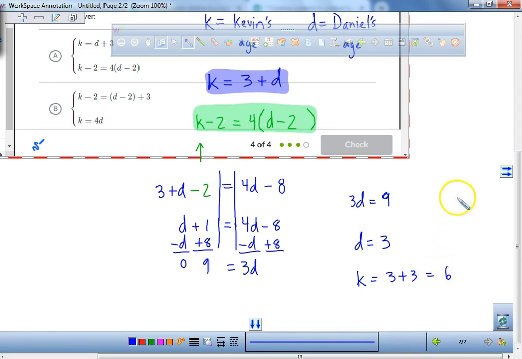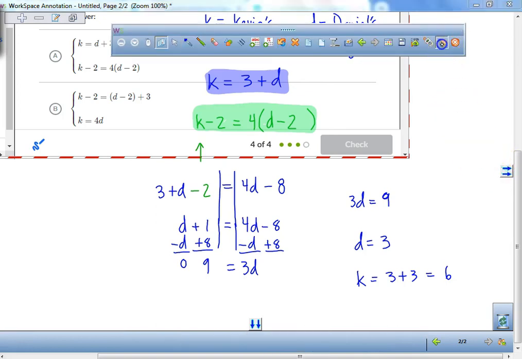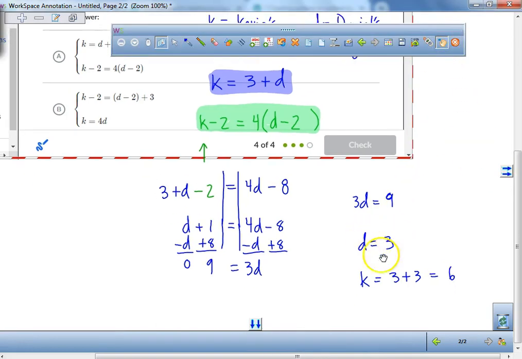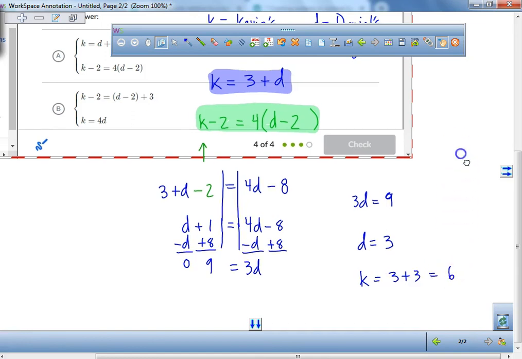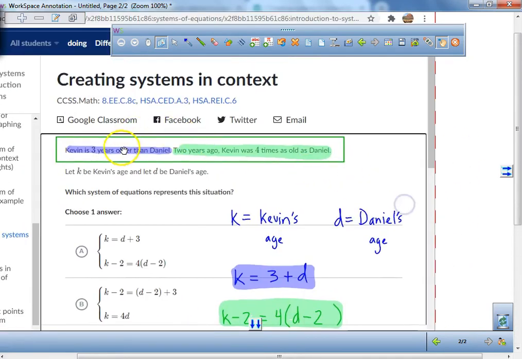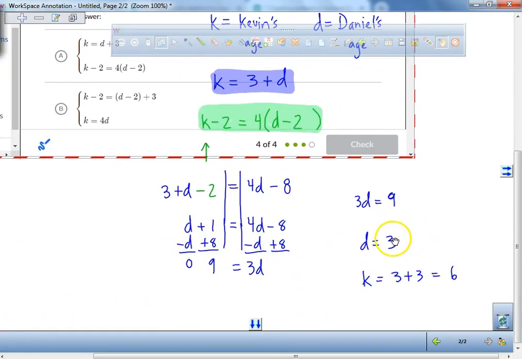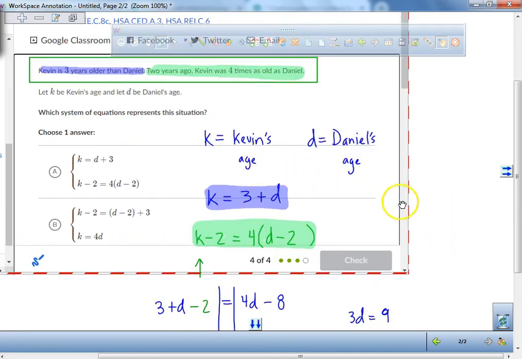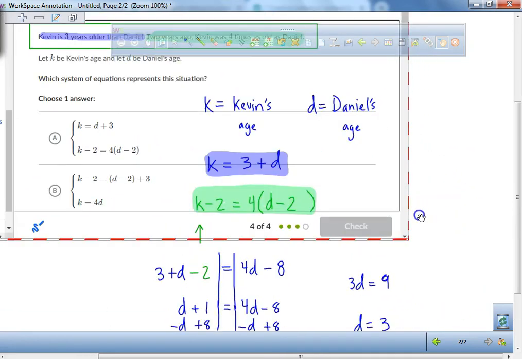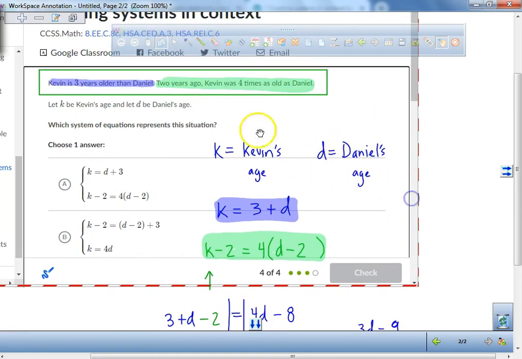All right? So right now, let's take a look at our answers. Ready? Daniel is 3. Kevin is 6. So right now, is Kevin 3 years older than Daniel? Yes. Let's do 2 years ago. What was Daniel's age 2 years ago? 1. What was Kevin's age 2 years ago? 4. So if Daniel was 1 and Kevin was 4, was Kevin 4 times as old as Daniel 2 years ago? Yeah, he was. So it works.